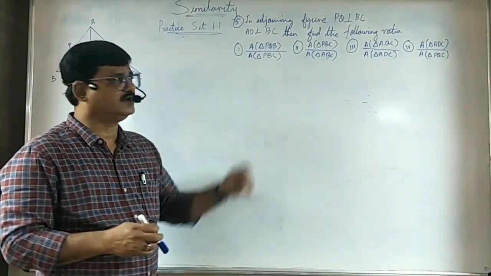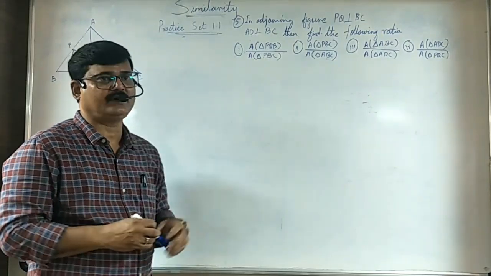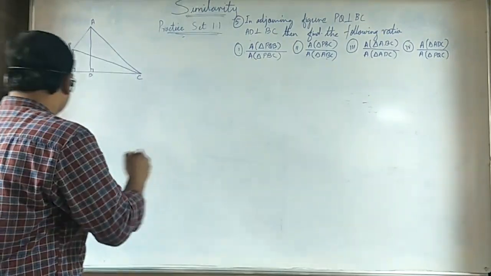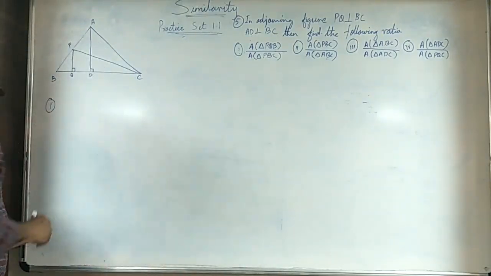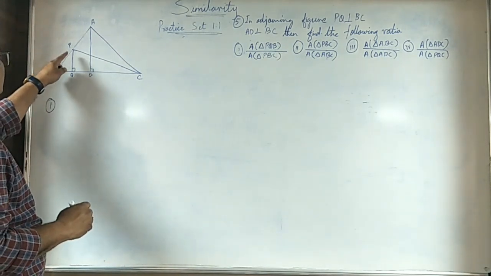Which is the first ratio? Is the triangle PQB. Can you see that? Upon triangle PBC, PQB and PBC. Now can I take up the first one over there? Where is your PQB in your diagram?